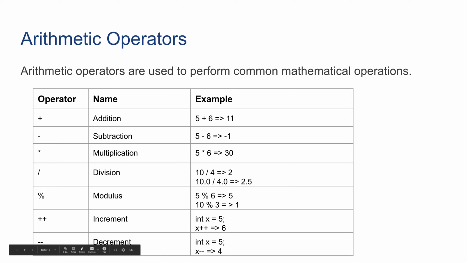And finally, the increment and decrement operators, plus plus and minus minus. In this example, if x is 5, x plus plus will return 6. And again, if x is 5, x minus minus will return 4. So let's see this in the examples.